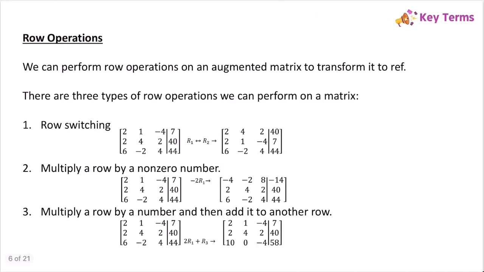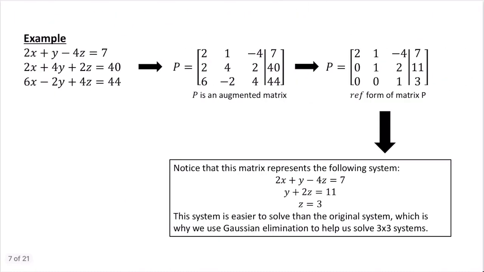So just to remind you, these are row operations that we're allowed to perform on an augmented matrix to transform it to row echelon form. We can do row switching, multiply a row by a non-zero number, or multiply a row by a number and then add it to another row. The reason we're doing this is so that we can get a simpler system of equations.